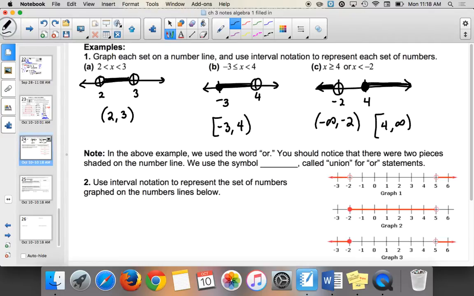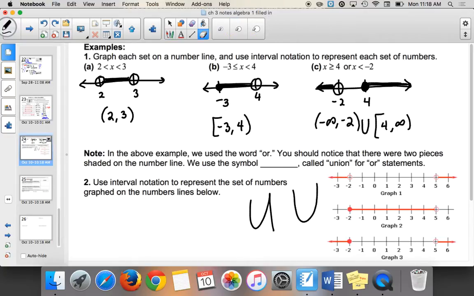Now we want to indicate that both of these are part of our full solution, right? These go together. This is part of our one answer. So what we do is in between them we put a little u, a union. Now that u does not have a stem. It is just a u like this. So it's a certain math symbol. It means union.